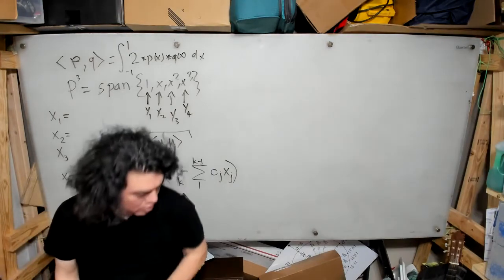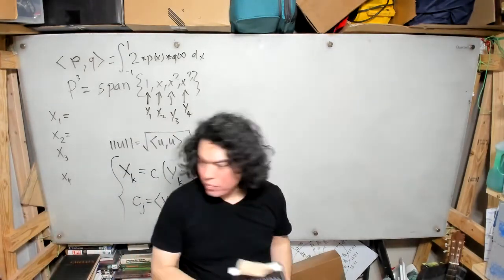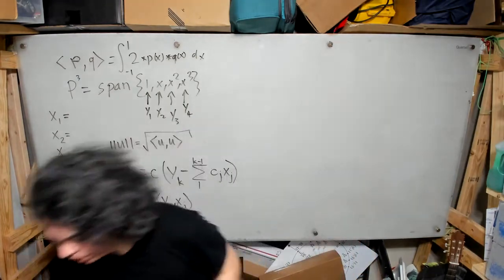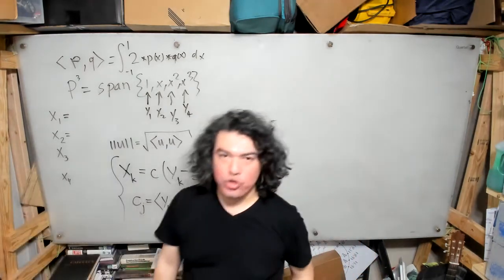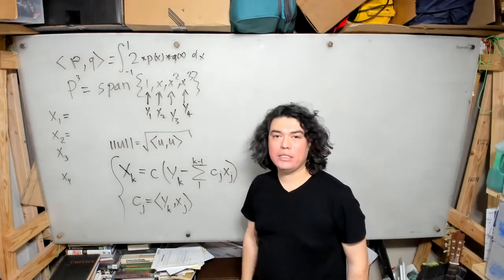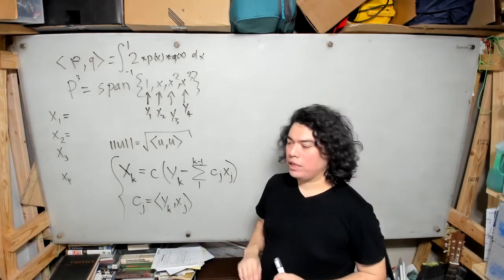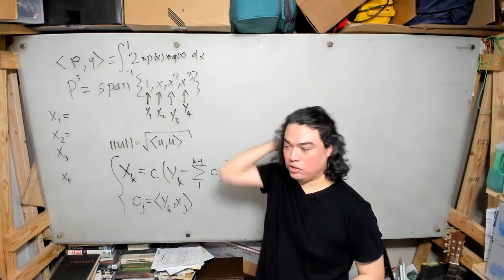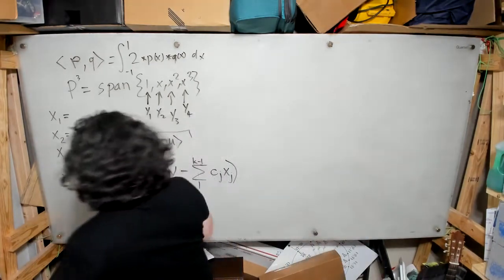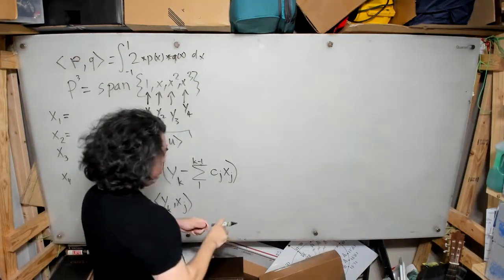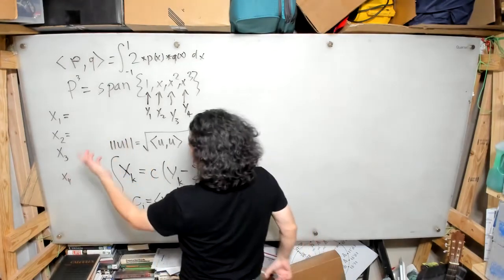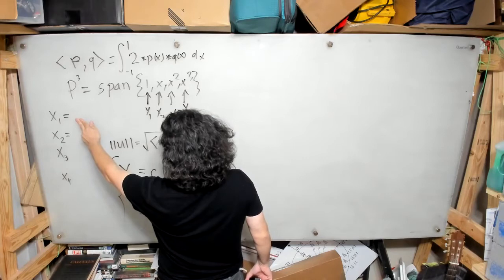And I'm using the notation from this book by Peter Lax. I highly recommend it. But your textbook will have the same formulas. They just might be dressed up differently. But in any case, we're going to begin now. The first thing we're going to do is try to get the first vector from our orthonormal set.